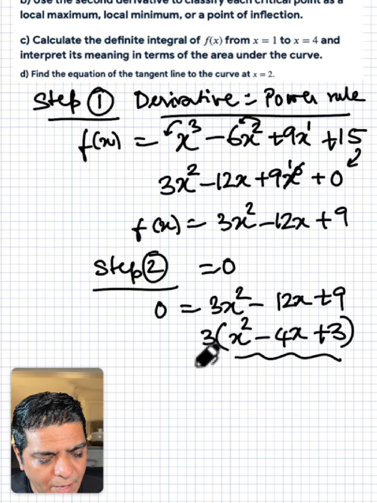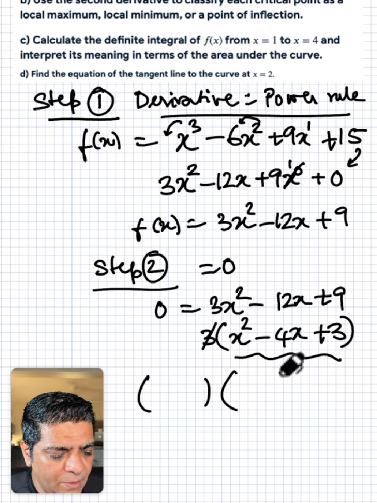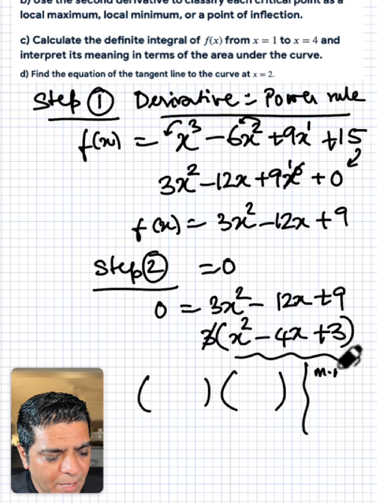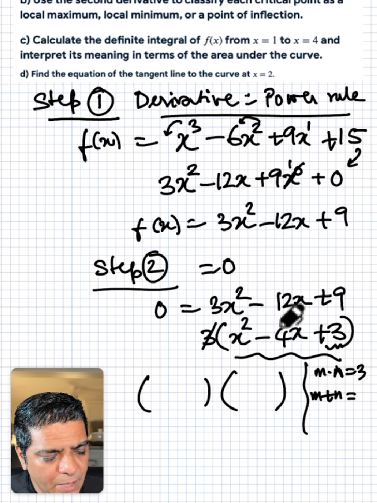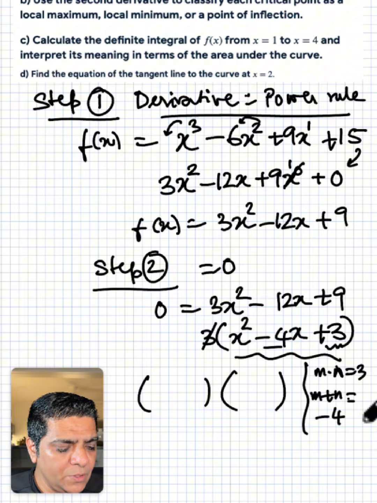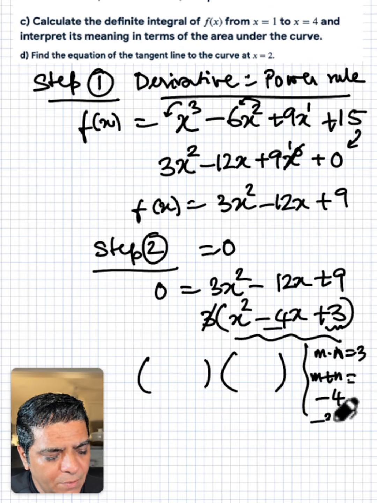Let's try to factor that. That is equal to 0. So I'm going to cancel my 3. Okay, so I'm going to open 2 parentheses to factor that, and I need m and n, m times n equal to 3, and m plus n, 2 numbers, equal to negative 4, the center coefficient. So those numbers we can quickly see are negative 3 and negative 1. They multiply to 3 and they add up to negative 4.